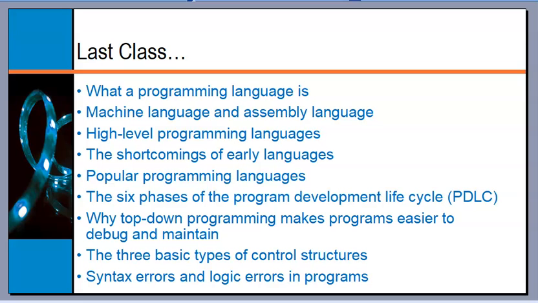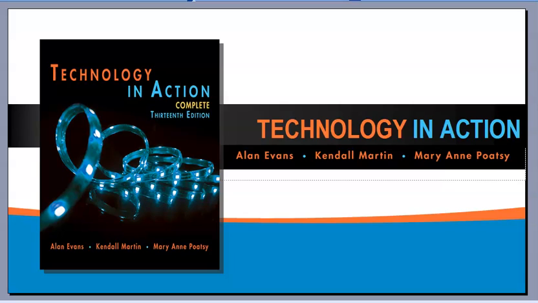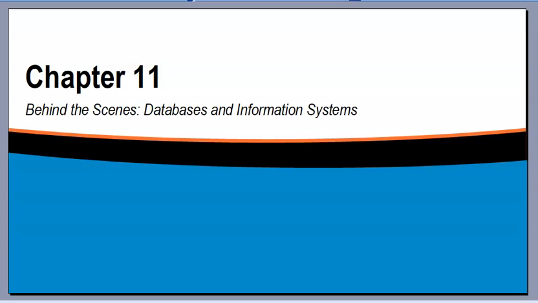Welcome back to CIS101. Okay, we're revisiting Technology in Action. This time it's going to be Chapter 11. We're going to talk a little bit about what goes on behind the scenes of something like a phone call. We tend not to think about all the things that go into making a phone call, either a traditional landline or a smartphone.